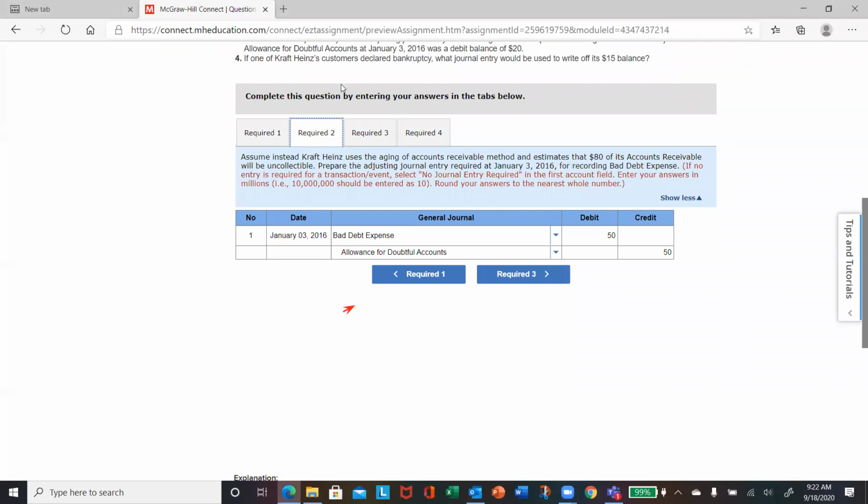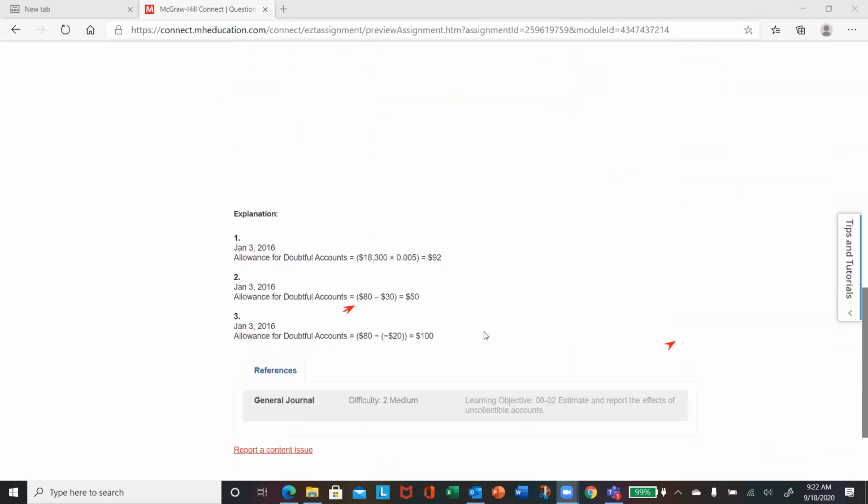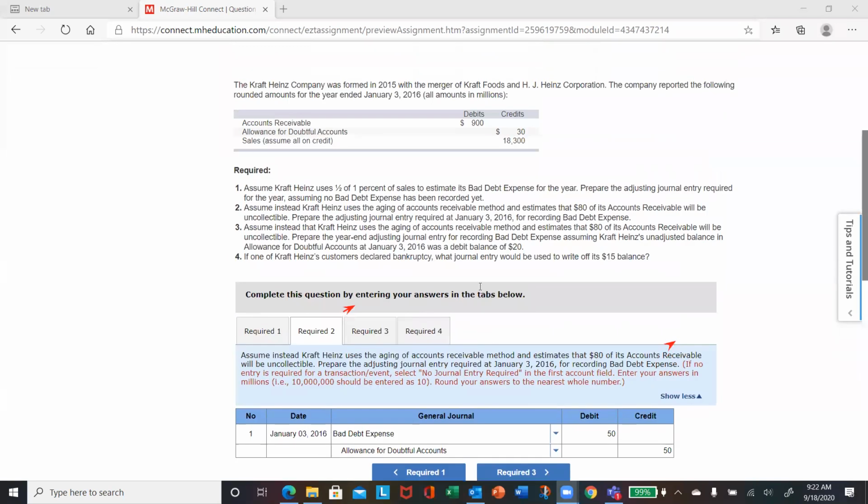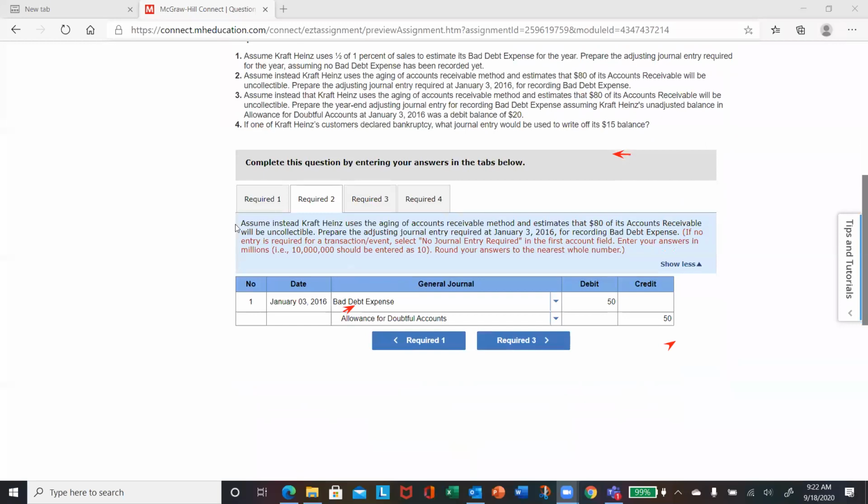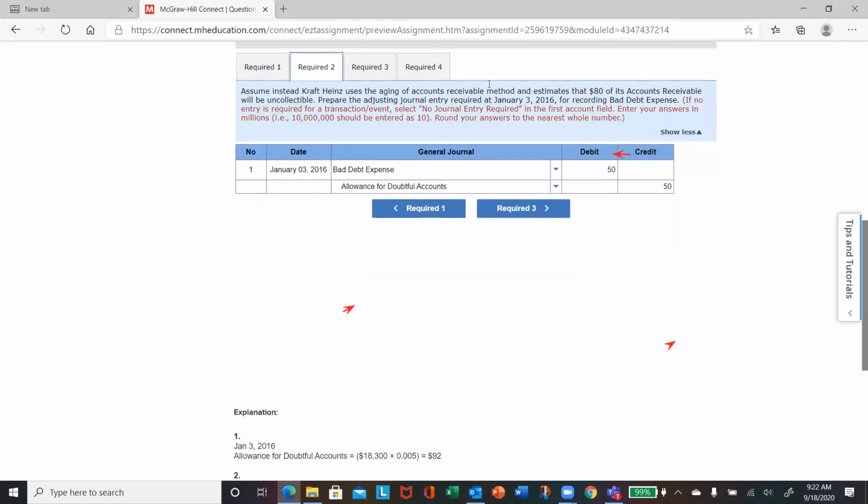On your second part, they say, okay, assume instead of the credit sales method, you're using the aging approach. And it says they estimate that 80 of its accounts receivable will be uncollectible. All right, so they're basically saying they did the aging and they want 80. So at that part, you have to figure out what is your current balance in your allowance for doubtful accounts. So in this case, allowance for doubtful accounts, I believe, had 30. They gave you that at the start of the problem, which was right there. So if that's a credit of 30 and your desired balance is 80, then, and again, let me write this out. I think it's probably easier if you see this.